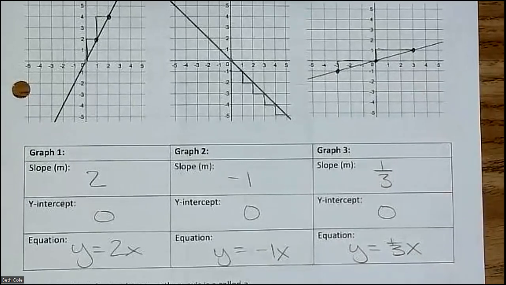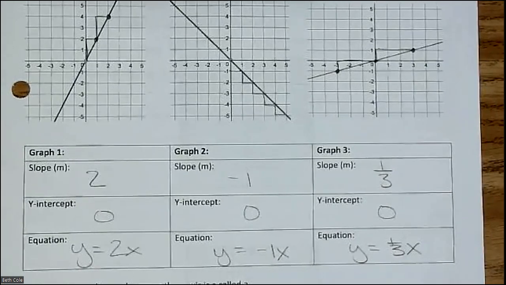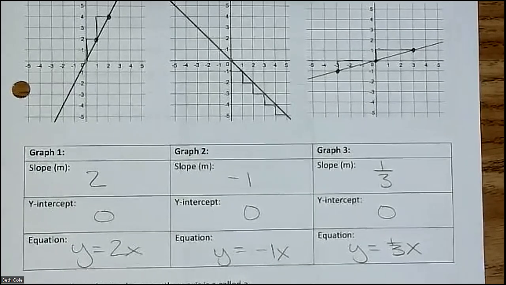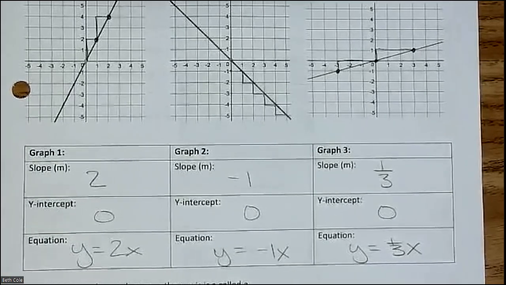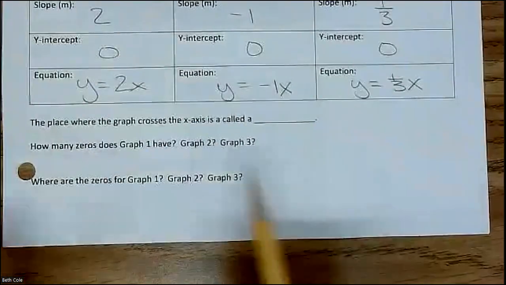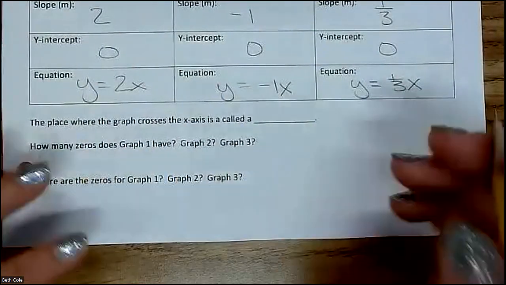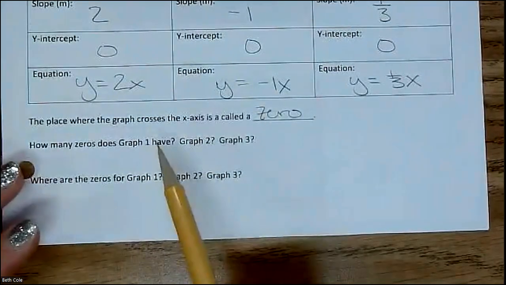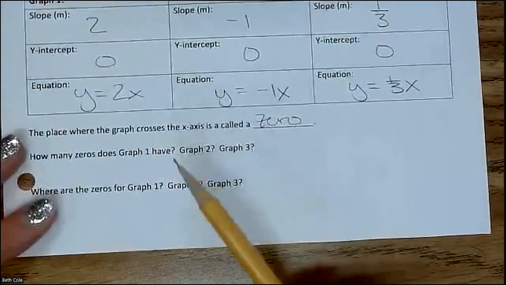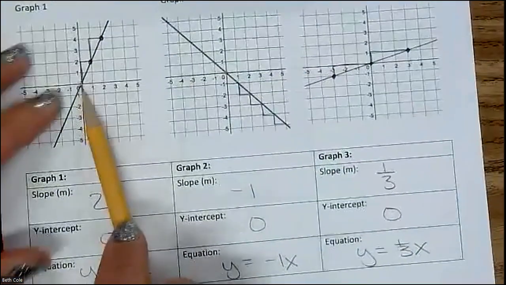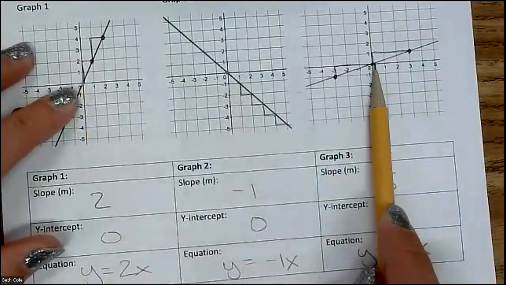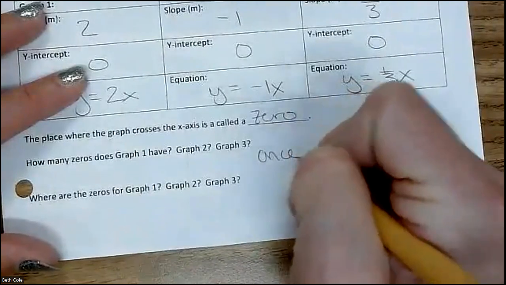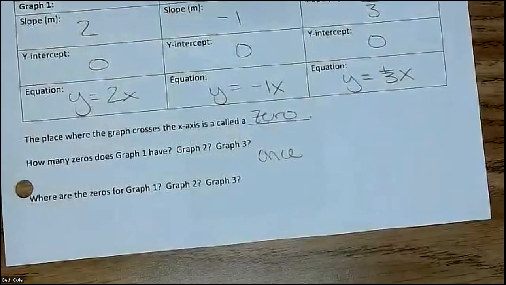So the y-intercept is 0. Does that mean the x-intercept is 0? Yes, because the origin is 0, 0. So it would be both of them. Okay, so the place where the graph crosses the x-axis is also called a 0. This is what you were just bringing up. How many zeros do each of these have? Well, look, how many times do they touch the x-axis? Once. So they all only touch once. And where is it?